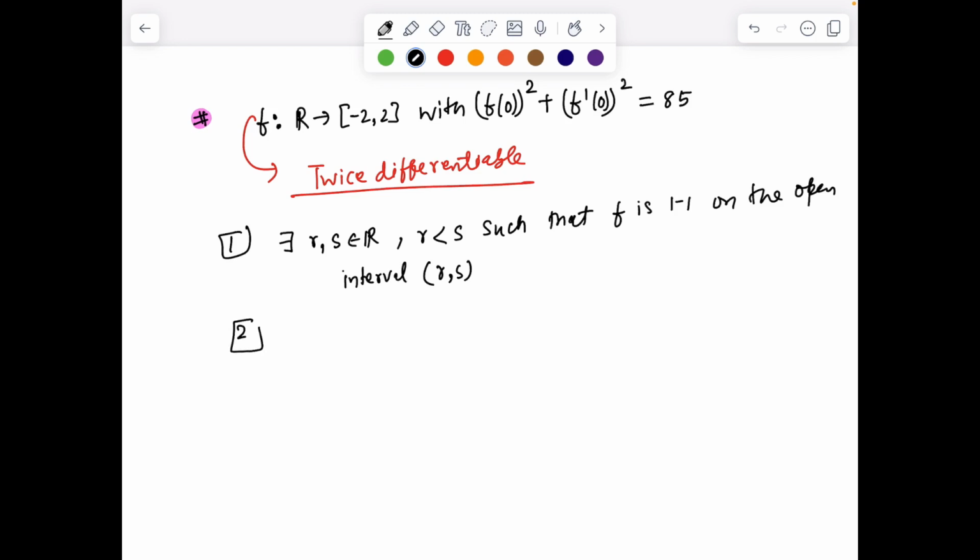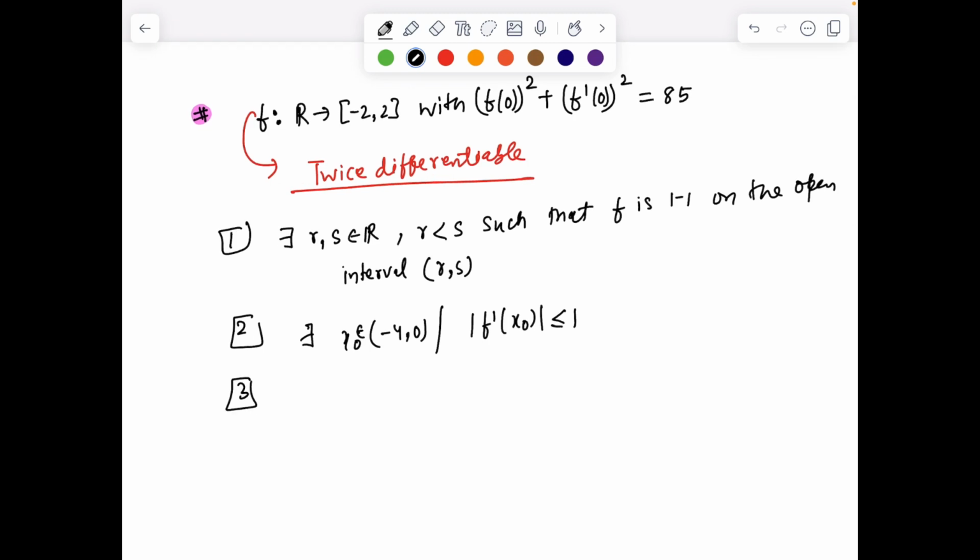The second part of the problem was: there exists some x naught belonging to (-4, 0) such that mod of f dash x naught is less than or equal to 1. And the third part of the problem was: limit x tends to infinity of f(x) equals 1. So actually we have to check which of the following is true. Mostly they are asking about the existence of the statements.